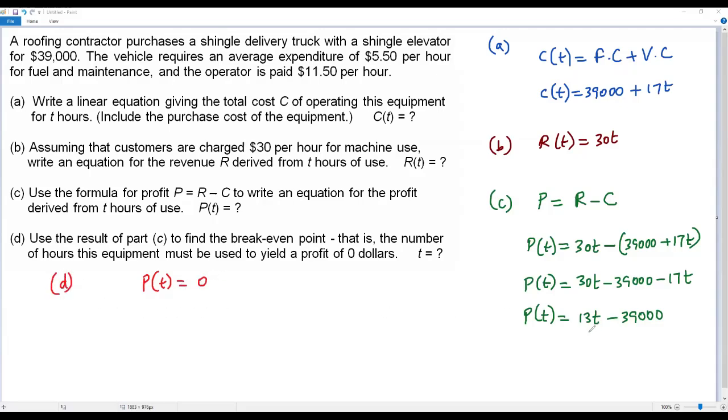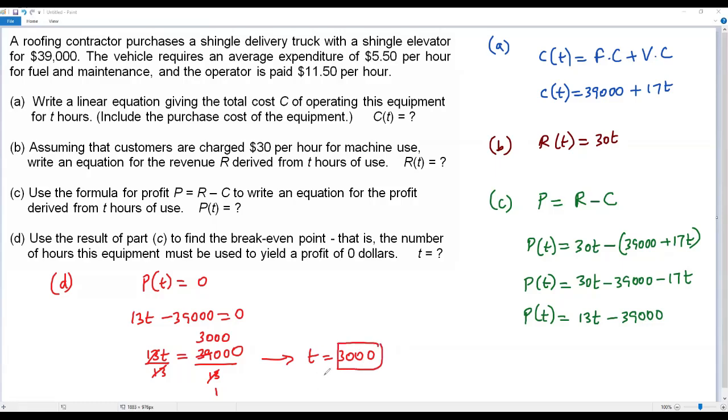Okay, so for P of T, we have the expression 13T negative 39,000 equals 0. Okay, now let's solve for T in this one. For that, we have to add 39,000 to both sides. When I do so, I'm getting 13T equals 39,000. Now to solve for T, I divide both sides by 13. This 13 and 13 will cancel out. 13 goes into 13 one time and 13 goes into 39 3 times, and we have 000 over here. So I am getting T equals 3,000. So if I want the profit to be 0, then the equipment must be used for 3,000 hours. So this is the break-even point.